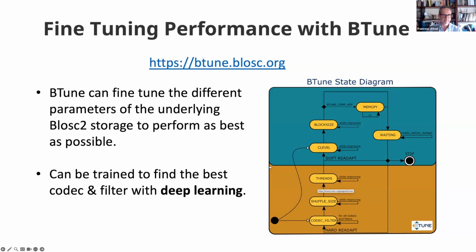Okay, good. So having said that, just a brief reminder for those of you that didn't attend my talk on Tuesday. Btune can fine-tune the different parameters for the underlying Blosc2 storage to perform as best as possible. And by as best as possible, that means with some trade-off between compression ratio and speed. We will see how it works later. It can also be trained in order to find the best codec and filter using deep learning techniques.